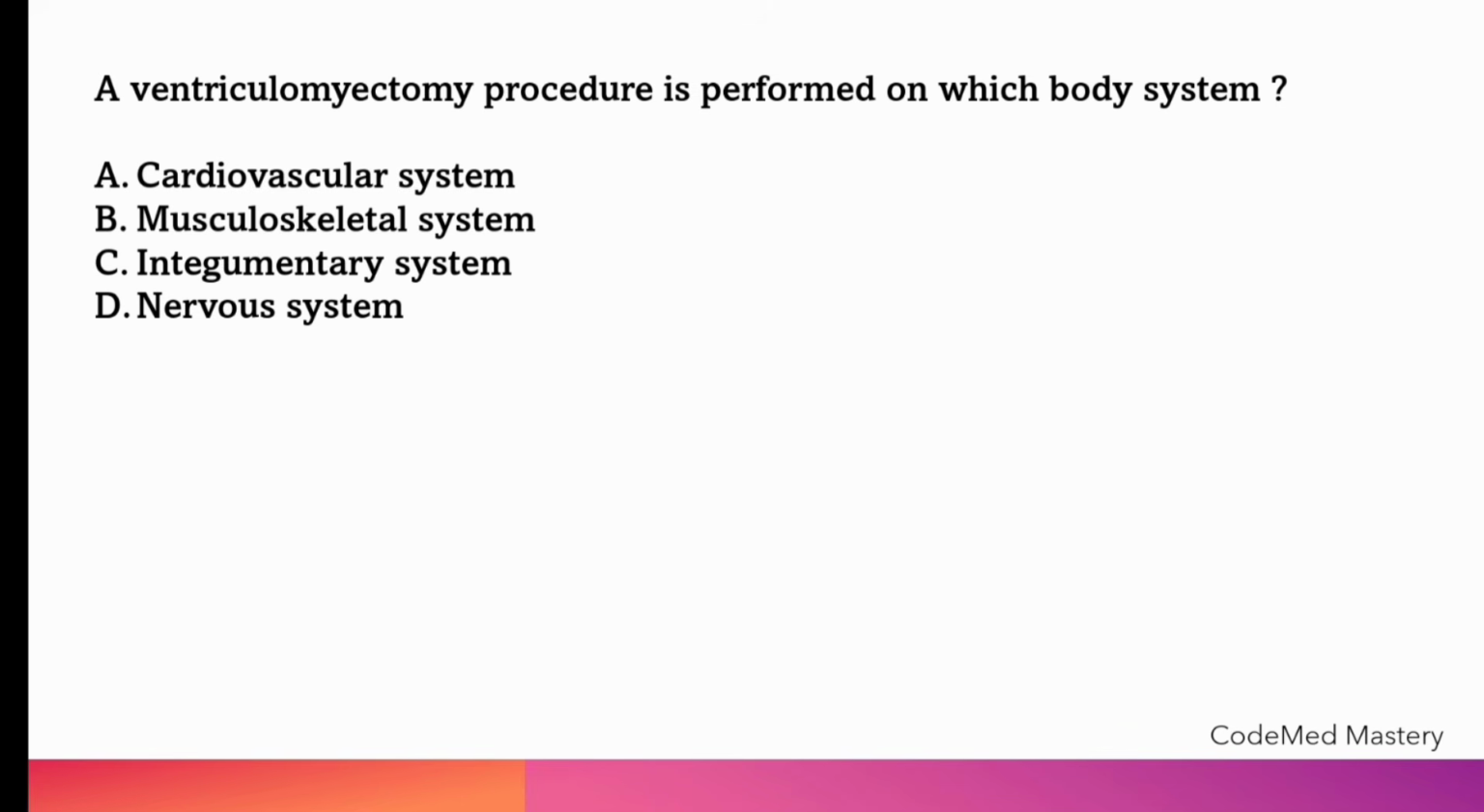A ventriculomyectomy is performed on which body system? Option A, cardiovascular. Option B, musculoskeletal. Option C, integumentary. Option D, nervous. The right answer is option A. It is performed on the cardiovascular system. Ventriculomyectomy is a surgical procedure involving the removal of thickened muscle tissue from the ventricular wall of the heart. This procedure directly targets the ventricles.